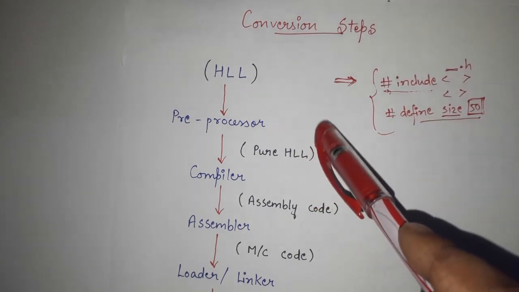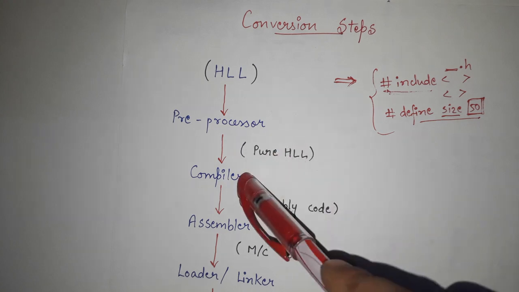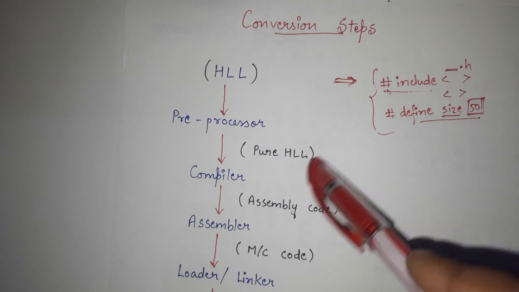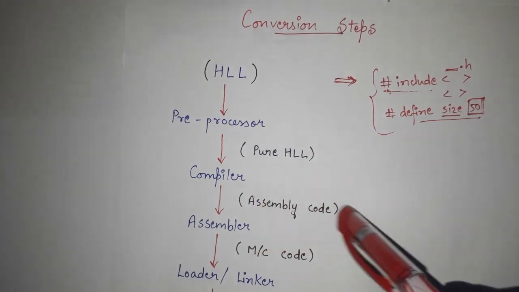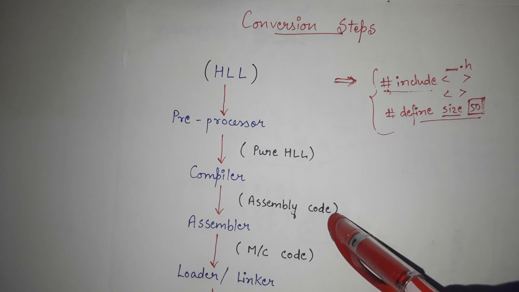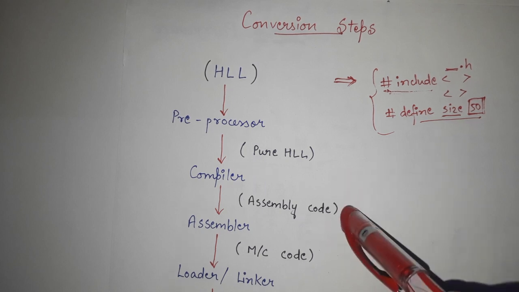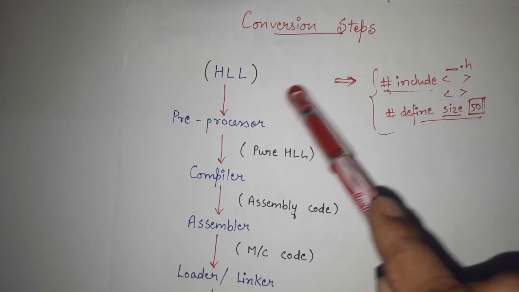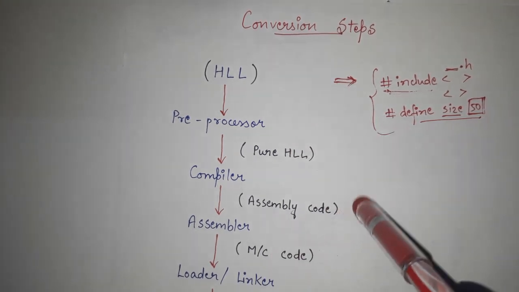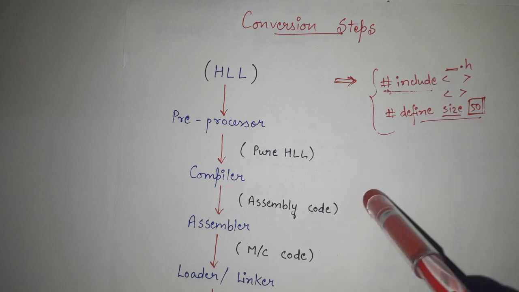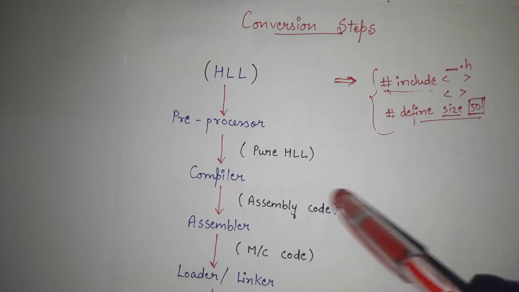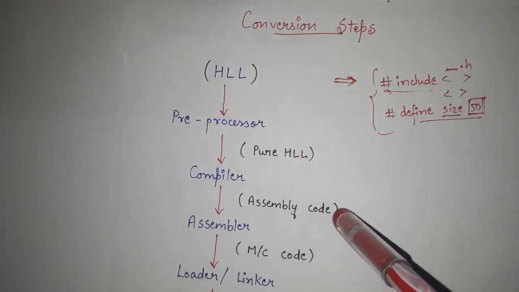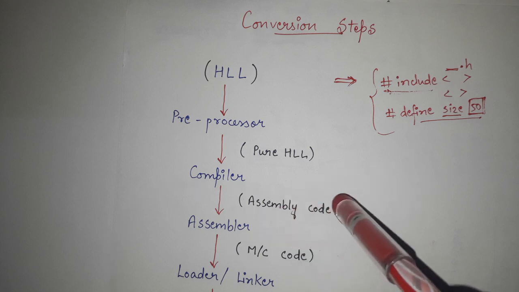Now once we get the pure high level language, it will go to the compiler. What compiler will do is, it will convert this pure high level language into something that is known as assembly code. This assembly code, you can consider it as intermediate code, means it would not be exactly like high level language or English language, and it would neither be the binary executable language. It will be something intermediate, a mixture of high level language and low level language. So this is what is called assembly code.